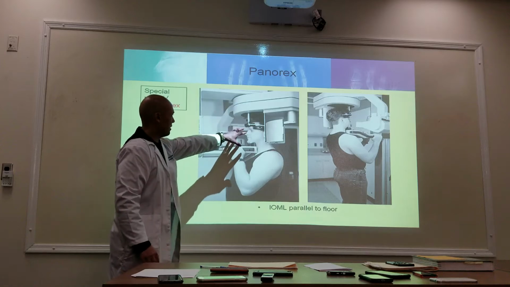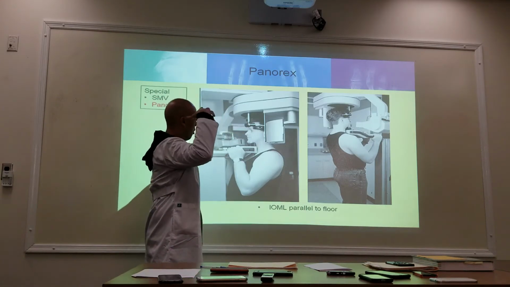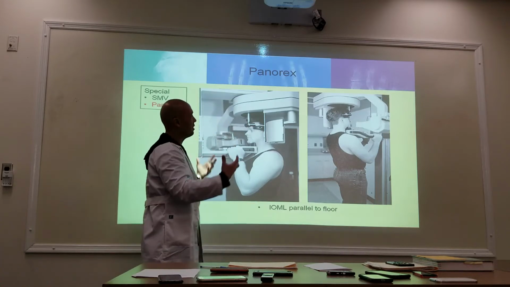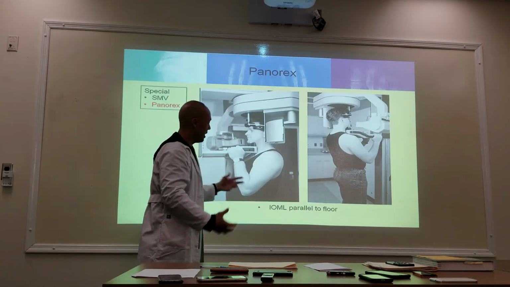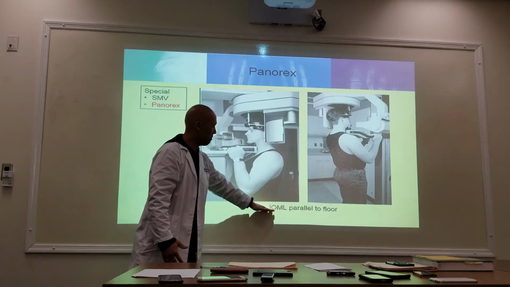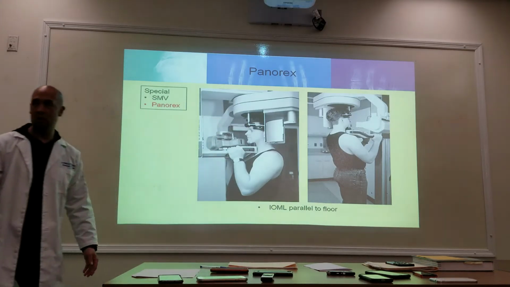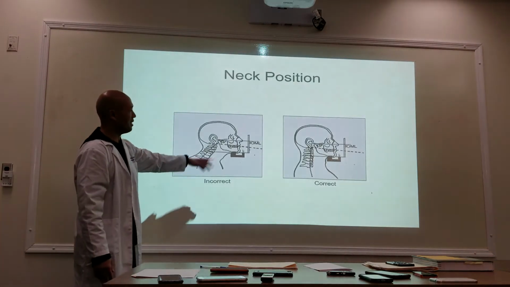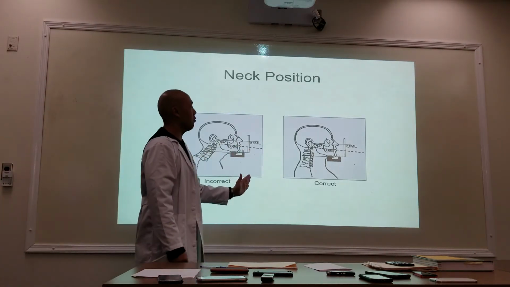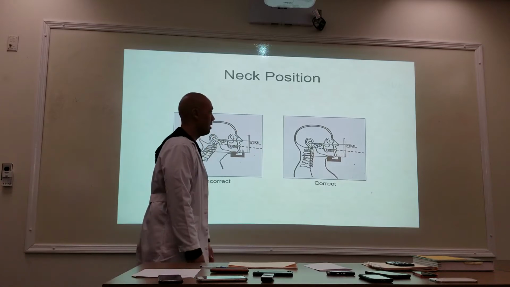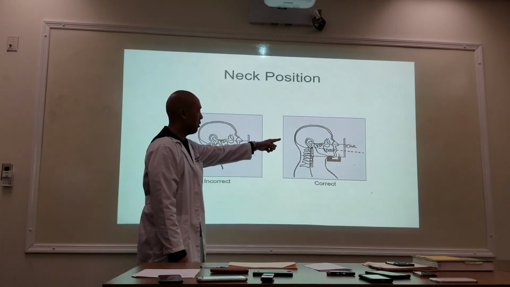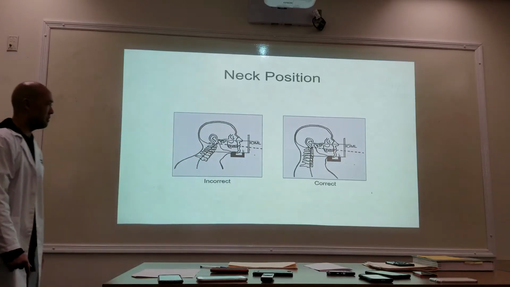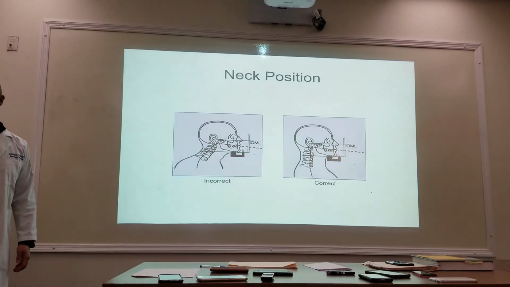They have this head holder that keeps your head in place, preventing you from moving. It also allows for good positioning. And the key here is putting your IOML parallel to the floor. So here's an example where we don't want them extending their neck. They should be completely straight up and down without any leaning forward, okay? And placing your IOML parallel with the floor is the proper position for a Panorex.